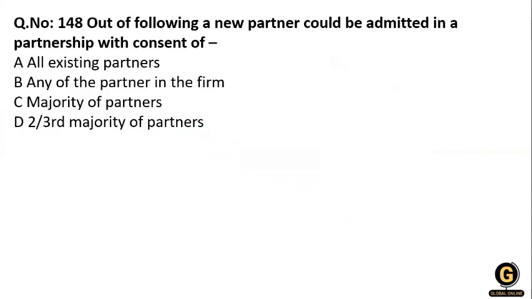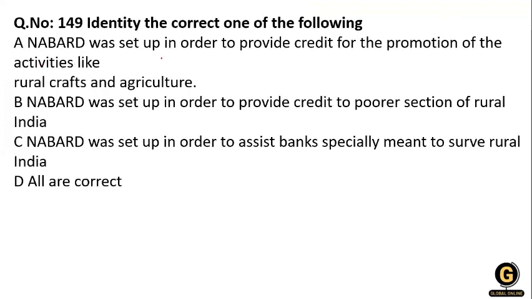Next one: new partners could be admitted in the partnership with the consent of all the existing partners, any of the partners, a majority, or two-thirds of partners. If a new partner wants to be admitted, he must have the consent of all the existing partners. This is given in the Partnership Act 1932, unless otherwise agreed upon. Clear?